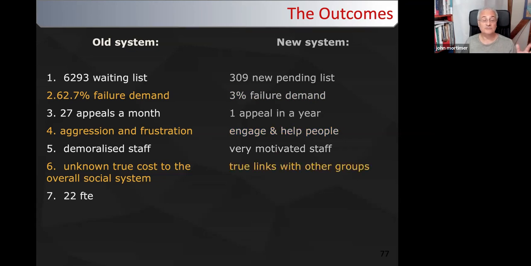We had an unknown true cost to the overall social system. So when you don't house people, all sorts of things happen to them. So we developed lots of links to other groups out there. And this was before austerity started. There were 22 people working in the department. With this system, we only needed 15. Happy senior manager.